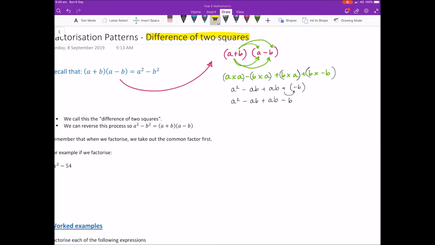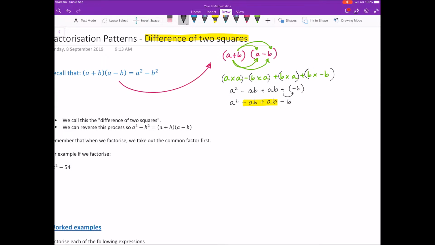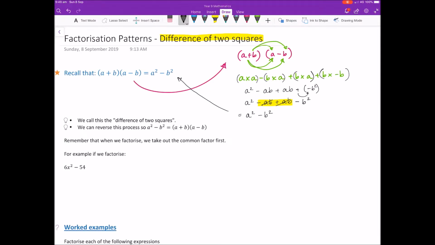Now looking at this, we can see that the two terms in the middle can actually cancel out, because we have a negative ab plus ab. So those two will cancel out, leaving us with a squared minus b squared. And you can see here that we've just proven what this expression tells us. We call this process the difference of two squares, and we can reverse the process. So it can go from a squared minus b squared to a plus b times a minus b, or like we've just proven earlier, we can go the other way.